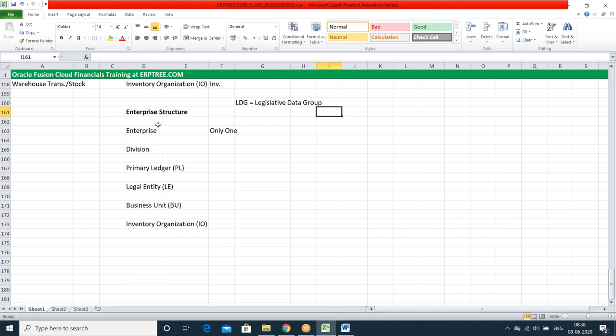We are not going to mix 10 countries' employees' information in the same enterprise without any logic. Okay, we have a logic called LDG within the enterprise, which supports maintaining country-specific employees' information. So that's how, in the enterprise structure, if you are going to do the implementation for any client, we can create only one enterprise. Even if it is a one-country implementation or a multiple-country implementation, we are using the concept called LDG, legislative data group. You can maintain the country-specific employees' information. That's what we have to understand. Okay, so that's all about enterprise.